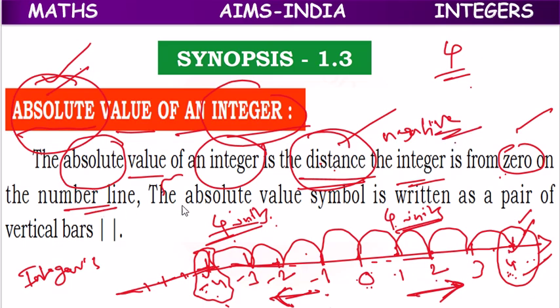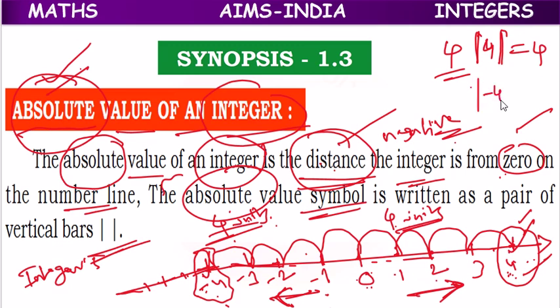The symbol for absolute value is a pair of vertical bars. Inside the pair of vertical bars, plus 4: what does it mean? Absolute value of 4 is 4 units. Absolute value of -4 is also 4 units. Means absolute value of any integer is always positive. That is one conclusion. So it is written as a pair of vertical bars.